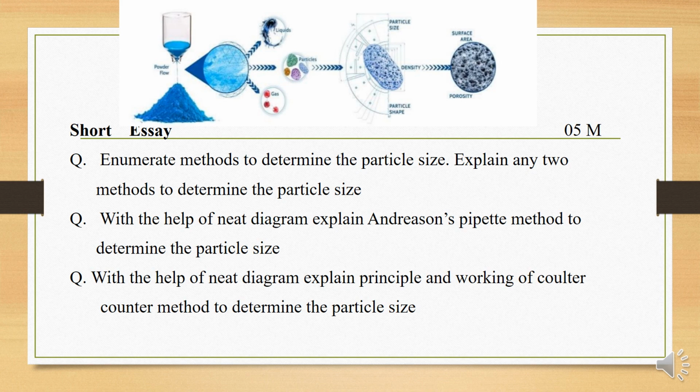Second question, they are also asking: with the help of a neat diagram, explain the Andreasen pipette method to determine the particle size. Next question: with the help of a neat diagram, explain the principle and working of the Coulter counter method to determine the particle size. So these three questions you are getting from the same topic, particle size distribution. We can discuss the different methods for determining the particle size one by one.